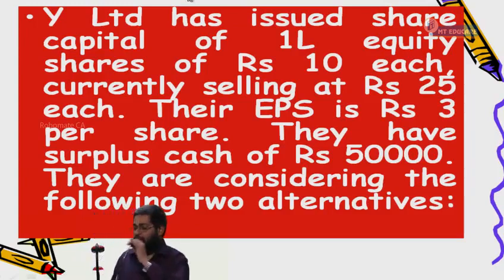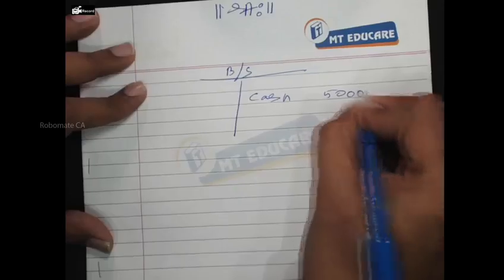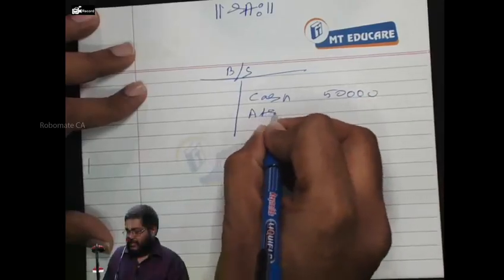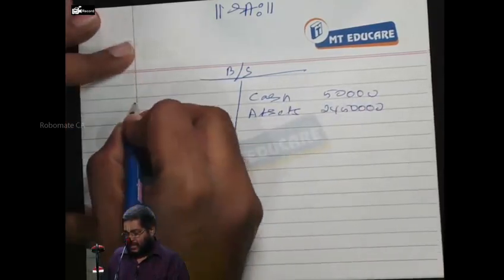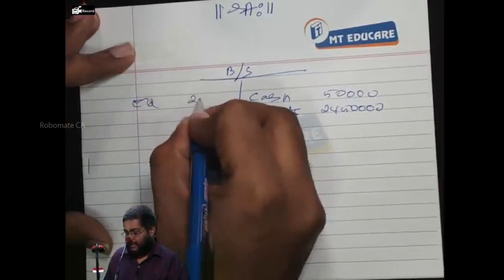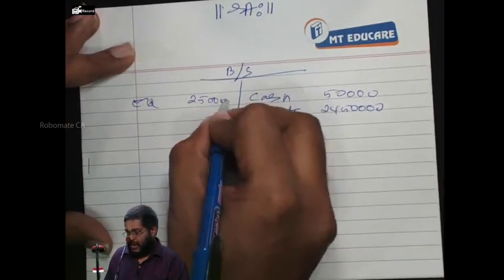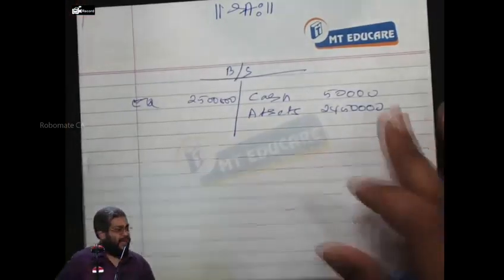Everybody yes or no? Now, what I am saying is a book value balance sheet versus a market value balance sheet. In a market value balance sheet, this is my position. I have a surplus cash, how much a base? 50,000. I have assets worth how much? 24 lakh 50,000. And the company equity value is how much here? 25 lakhs is the value of the company's equity. Am I right or not?